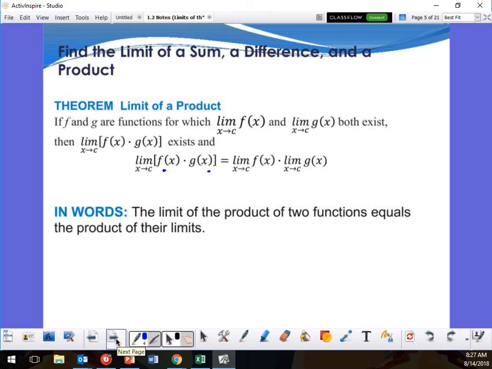Product. Limit of a product. So same thing goes right here. I am multiplying. So when I have the limit as x approaches c of f of x times g of x, I could break it up. I could just find the limit of this times the limit of this, instead of doing it all together.